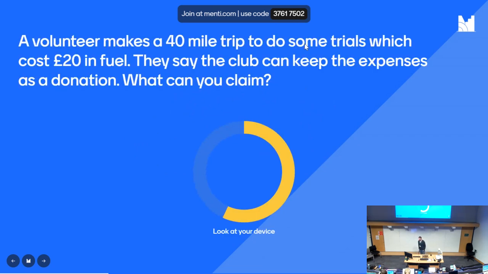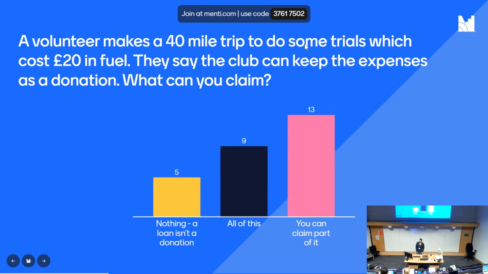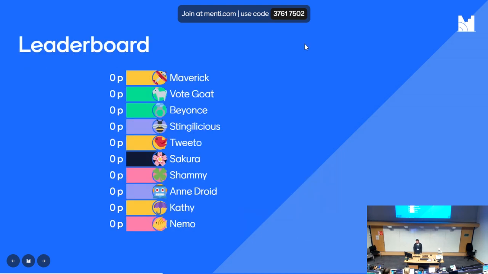Scenario 1. A volunteer makes a 40-mile trip to do some trials, which costs £20 in fuel. They say the club can keep the expenses as a donation. What can you claim? You can claim all of this. Why? Based on what I said, why would you be able to claim all of it? Because they've taken a charitable amount as well. Yeah, it's a donation to the club. Okay, so you can claim gift aid on donations.